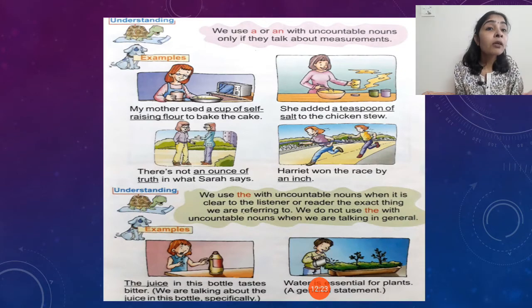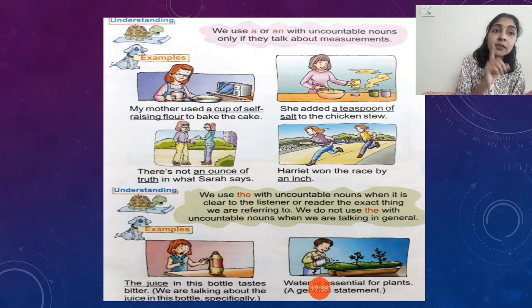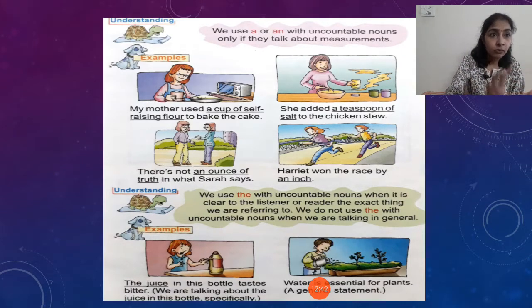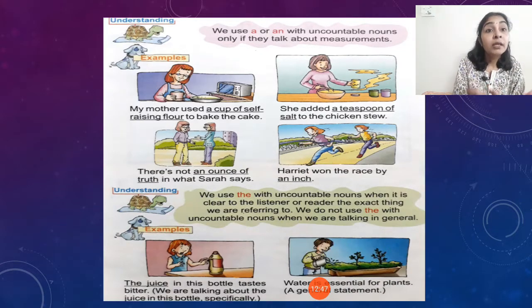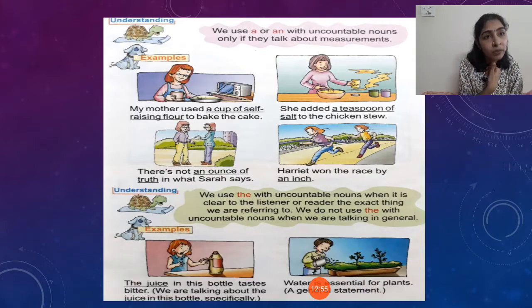Next, we use a or an with uncountable nouns only if they talk about measurements. For example, my mother used a cup of self-raising flour to bake the cake. A cup of. For measurements in the case of uncountable nouns, we use a. Flour is not countable, but when we are using a cup of, we are measuring it, and in the case of measuring, we use the indefinite article a.